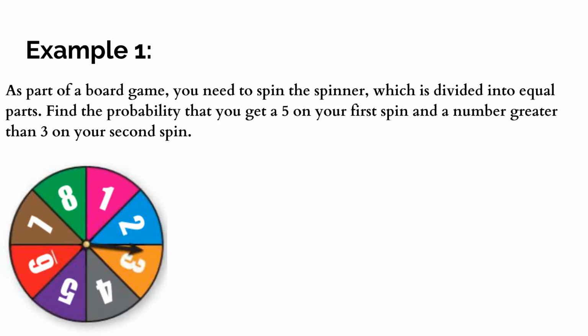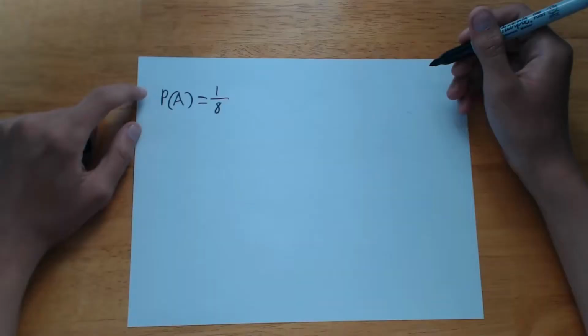Here's example 1. It says, as part of a board game, you need to spin the spinner, which is divided into equal parts. Find the probability that you get a 5 on your first spin and a number greater than 3 on your second spin. So I'm going to go to my paper and do the problem.